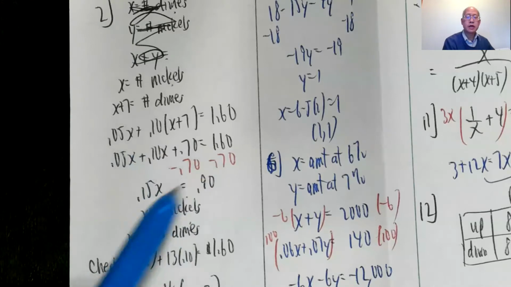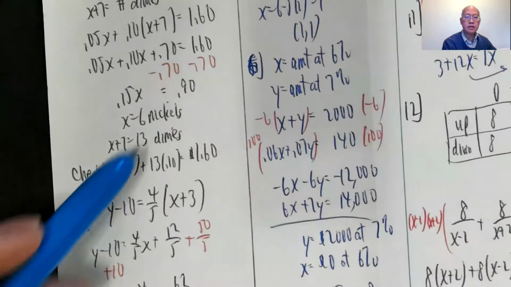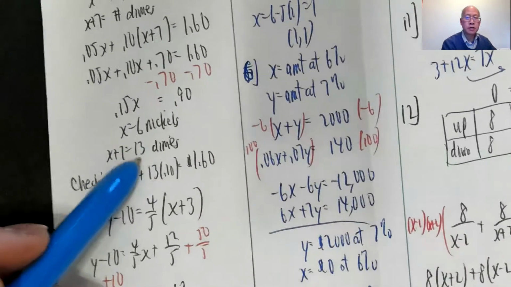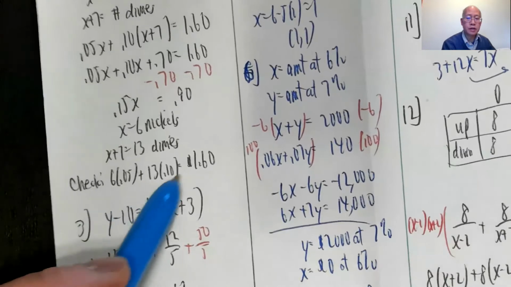Subtract 0.70 on both sides. 0.15x is 0.90. Divide by 0.15. x is 6 nickels. x plus 7 is 13 dimes. Double check: 6 times 0.05 plus 13 times 0.10 is $1.60.